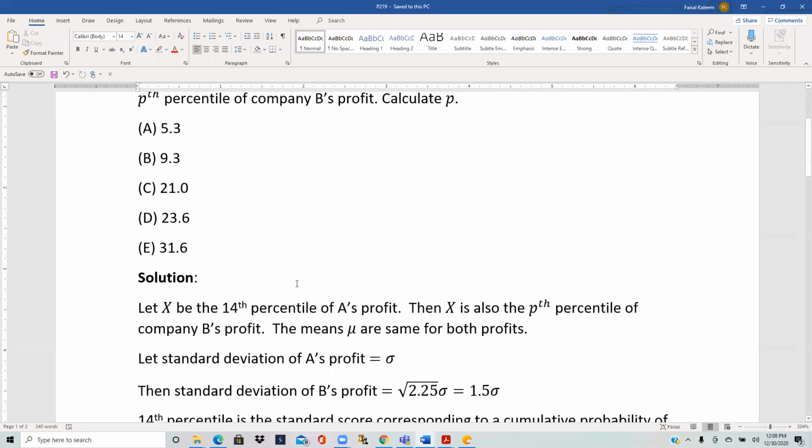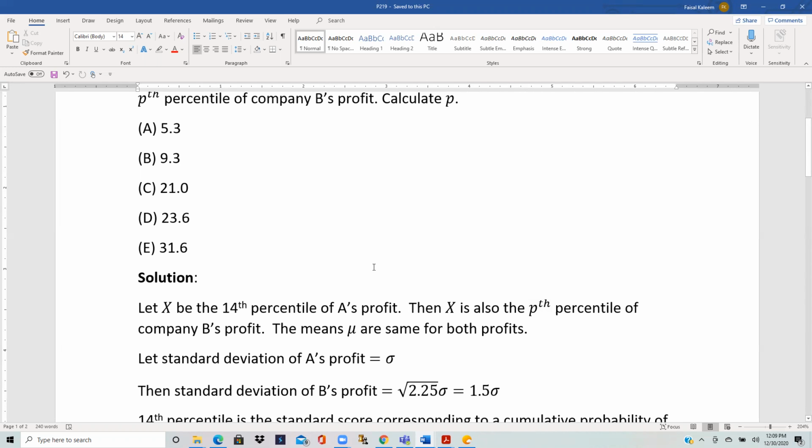So let X be the 14th percentile of A's profit, and we are told that it's the same as the Pth percentile of B's profit. So X is also the Pth percentile of B's profit. The means are the same for both the profits. Let them be mu.